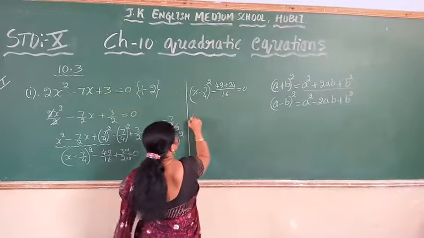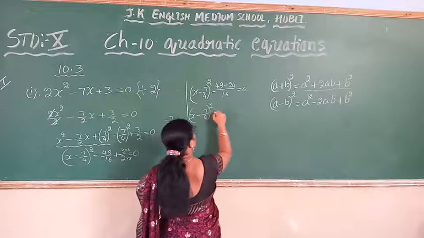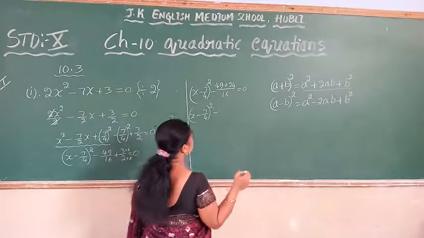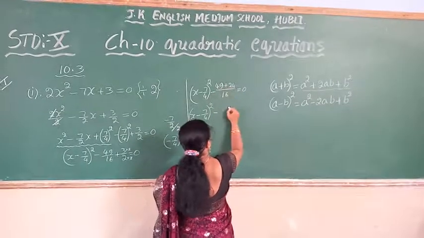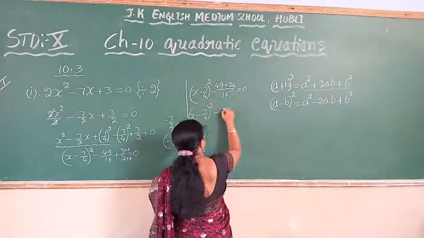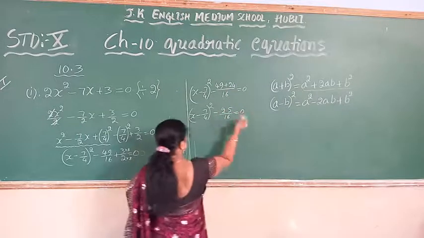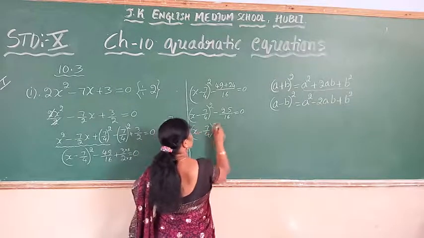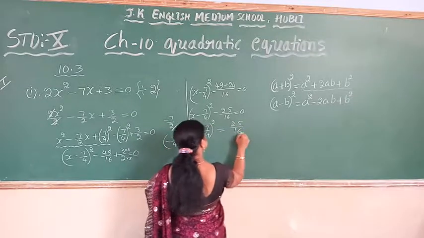Then (x minus 7 by 4) whole square minus, how much do you get? 1 minus and 1 positive, so 9 minus 4 is 5, and 4 minus 2 is 2, divided by 16 is equal to 0. You take it to that side. (x minus 7 by 4) whole square is equal to 25 by 16.